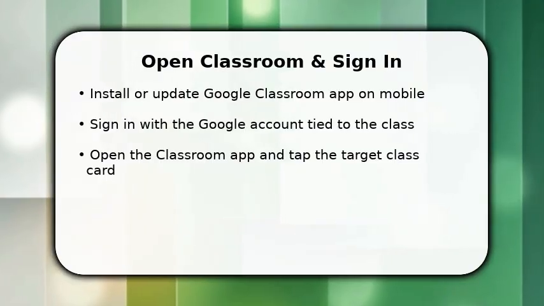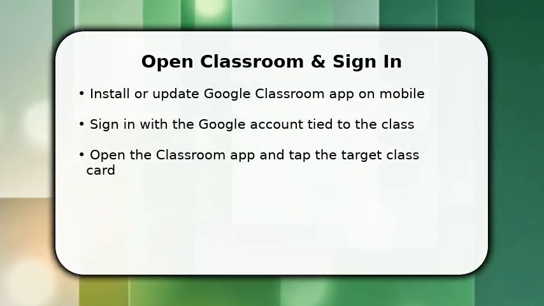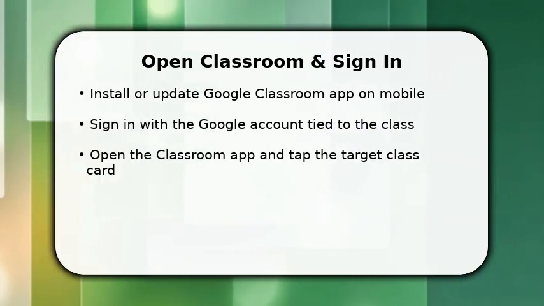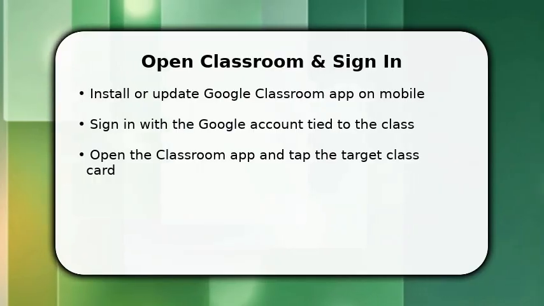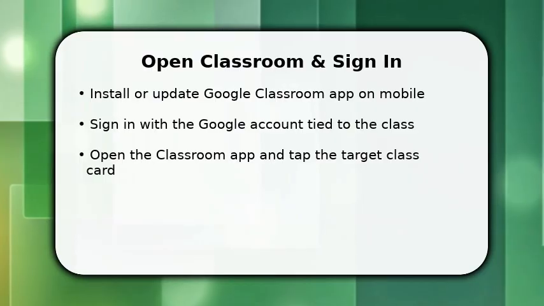You start by opening the Google Classroom app and signing in with the account that owns or joins the class. Once signed in, scan the main screen for the class card you need and tap it to open. Make sure you use the teacher account if you expect to see a class code. Student accounts won't generate codes.